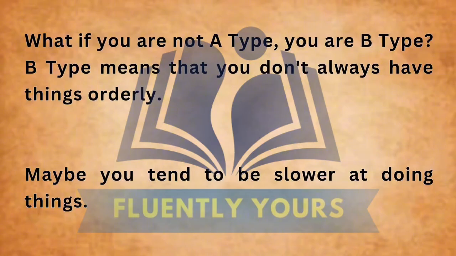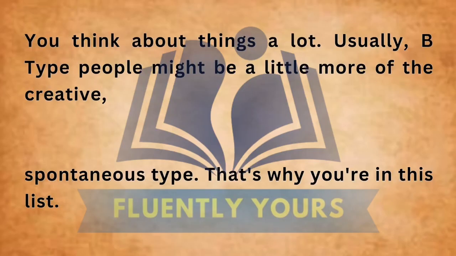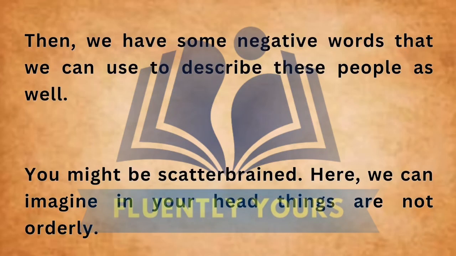You are B type. B type means that you don't always have things orderly. Maybe you tend to be slower at doing things. You think about things a lot. Usually B-type people might be a little more of the creative, spontaneous type. That's why you're in this list. Then we have some negative words that we can use to describe these people as well.